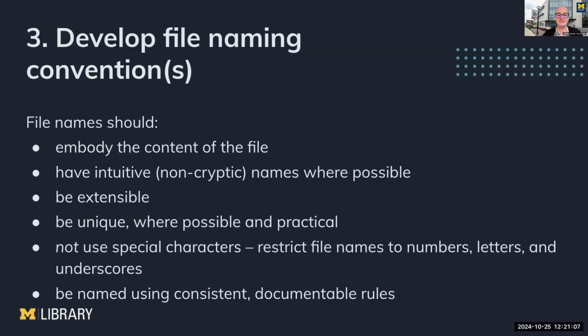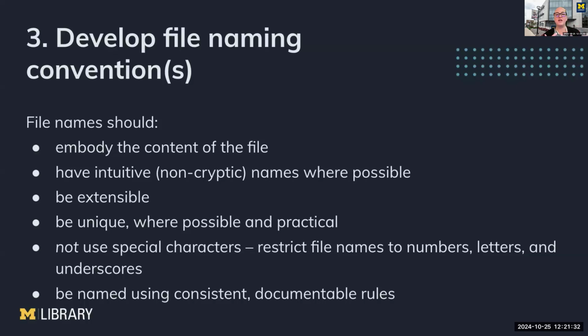File names should also be extensible. So if you can plan ahead as to about how many files there will be, you can choose to use a number of digits in any file name element for which you're cycling through numbers so that they will sort properly. So if you're going to have about 50 files, you want to make sure that you use 2 digits. If you're going to have over 100 files, make sure you start out using 3 digits, things like that. File names should be unique where possible and practical.